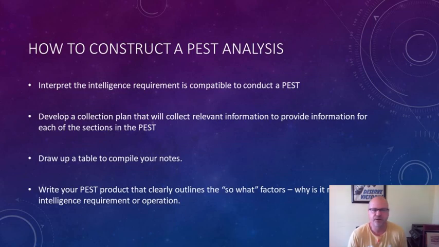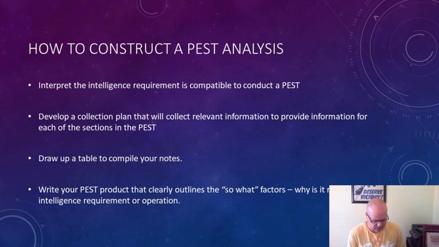We then draw up a table to compile our notes, and I'll show you one of those in a moment. So we put our notes under each of the headings of PEST. And then we look at writing our PEST product, our intelligence product, but not so much just saying what it is that we've collected, but explaining why what we've collected is important. So it's that constant so what factor. Why is a certain political situation relevant to the intelligence that we're collecting or our operational environment? So we're writing a product that helps link all that back together and explain why that's significant.